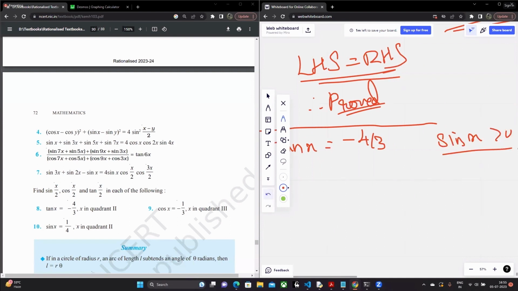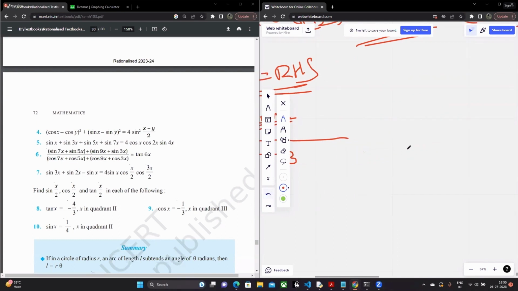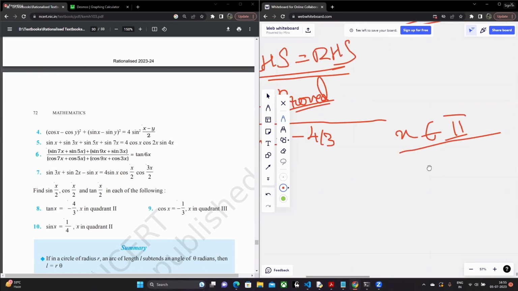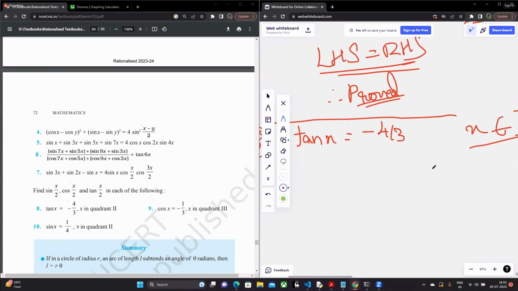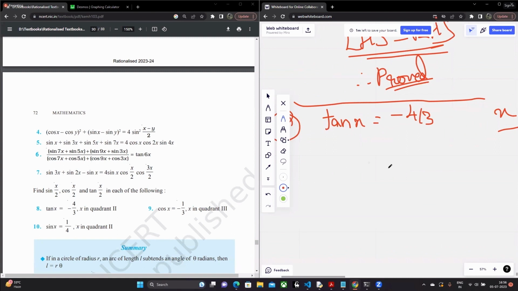Or wait, instead of sin x being positive, I should write this as x belongs to quadrant 2. Why I shouldn't write sin x is positive is because if sin x is positive, that means that x can be in either quadrant 1 or quadrant 2. When taken along with tan x is minus 4 by 3, it means that it's in quadrant 2. But that's generally not the way to do it, because that's very implicit. And you do not want any ambiguities to be there. So I write that x is in quadrant 2.